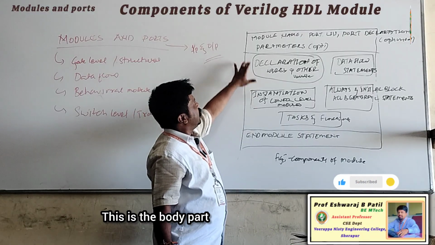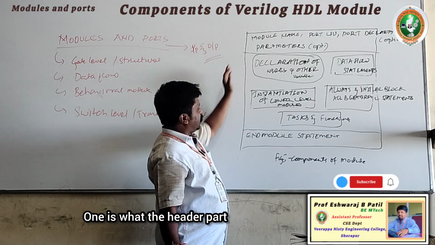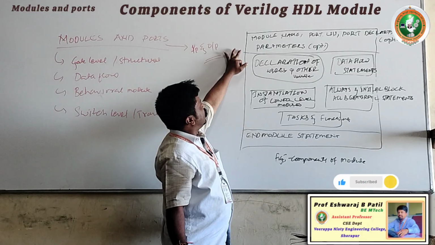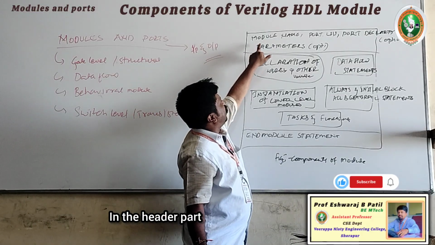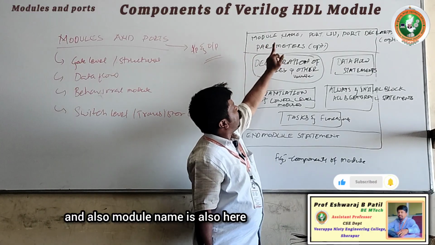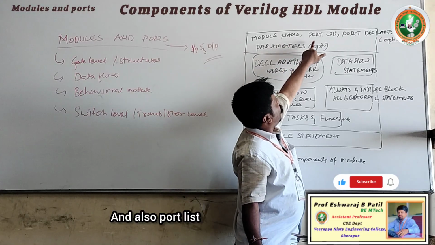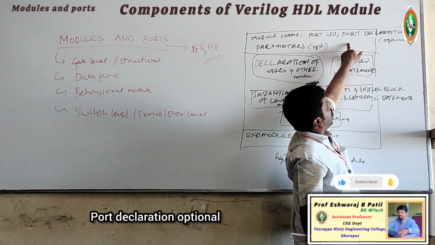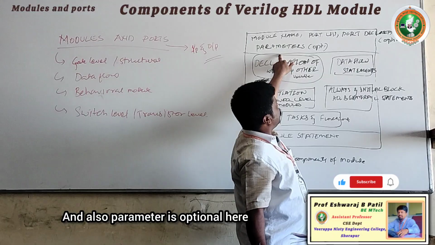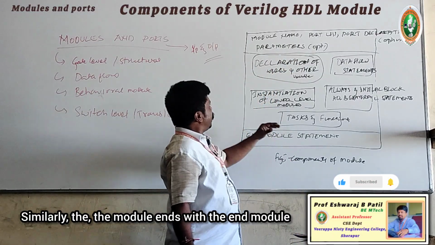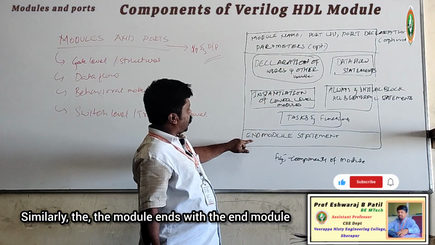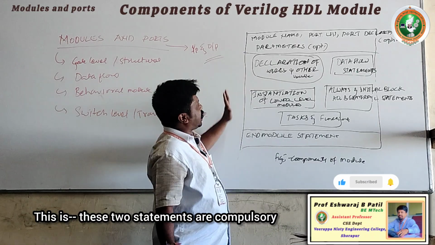This is the body part. There are three parts. One is the header part, another is the last part, and also we have the body part here. In the header part we have to define the module, and also the module name is here, and also the port list. Port declaration is optional, and parameter is also optional here. Similarly, the module ends with the end module. These two statements are compulsory.